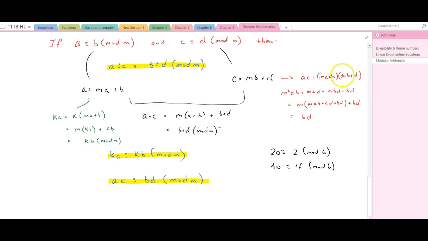So I didn't want to bore you with all the steps, but this is quite a significant proof. So just multiplying both sides out, and then this right hand side expands to this. We take M out of the first 3 terms, and then we're left with BD. And what this means, therefore, is that AC is equal to BD in mod M. And that is what we were trying to find.